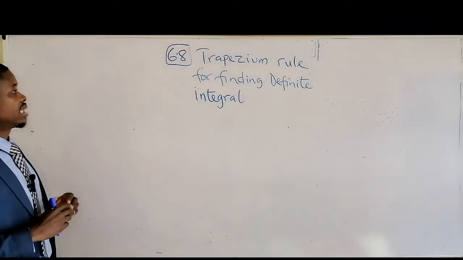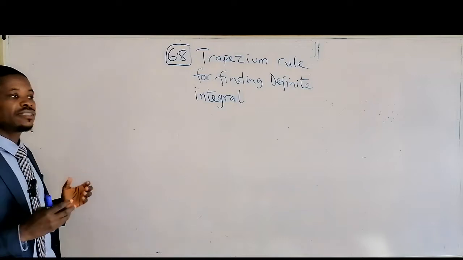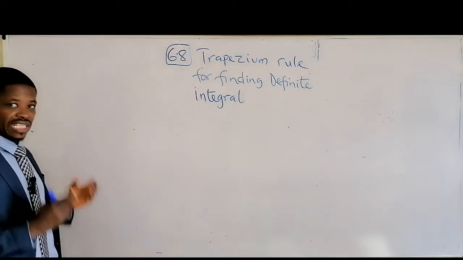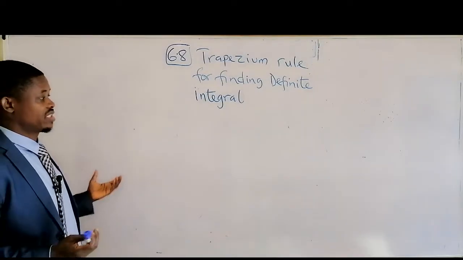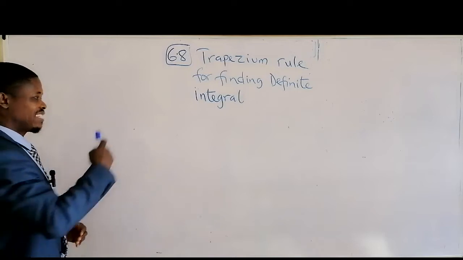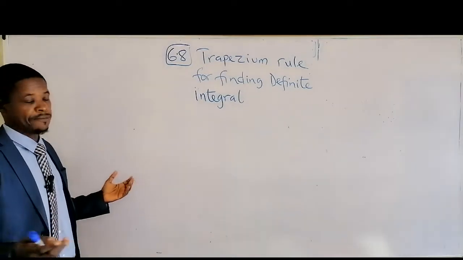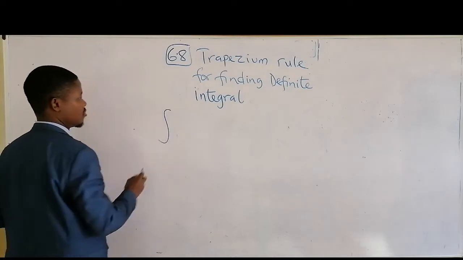We are looking at the trapezium rule for finding a definite integral. What we need to note here is to know the formula. Once you know the formula, the next question is how do we use the formula? And it's very simple.